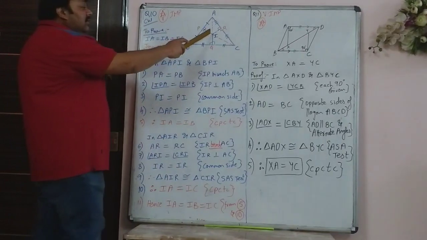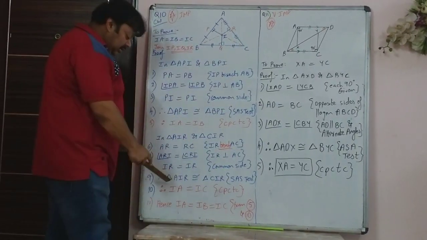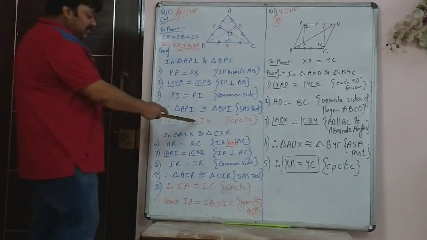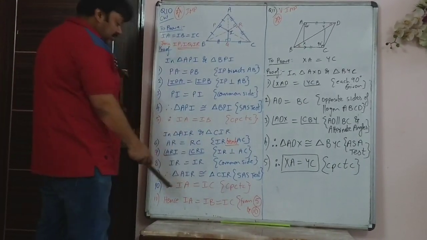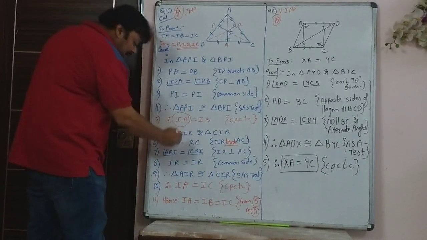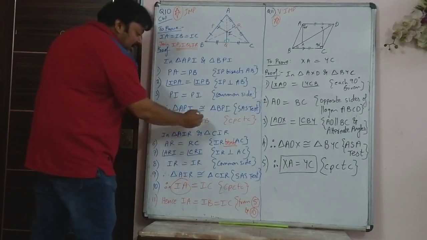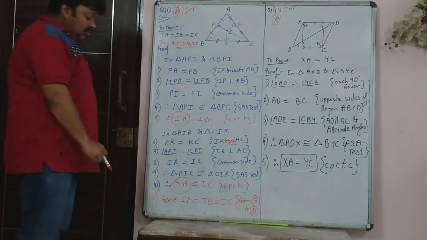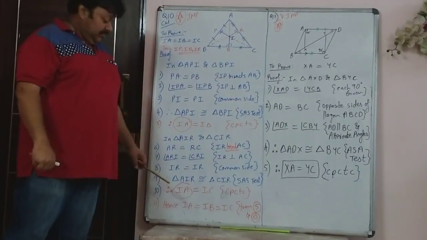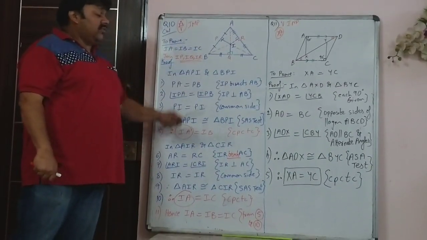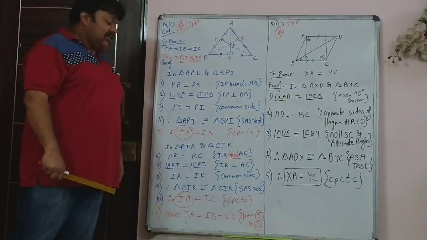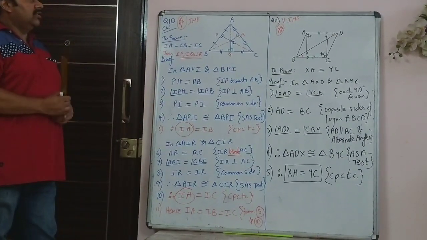Now again here you can say IA is equal to IC, CPCT. Now in these two steps, 5th and 10th step, IA is common in both these steps. So you can say IA, IB and IC are equal by steps 5 and 10 because there is one thing common. So that is the proof of IA equals IB equals IC. It's an important sum, it's a short sum, it is not very long, so it's an important sum.